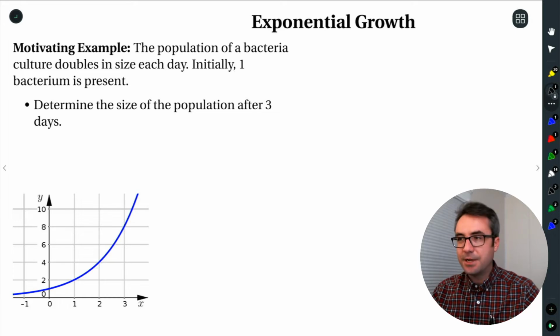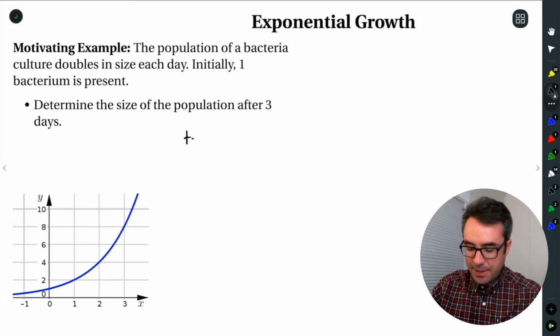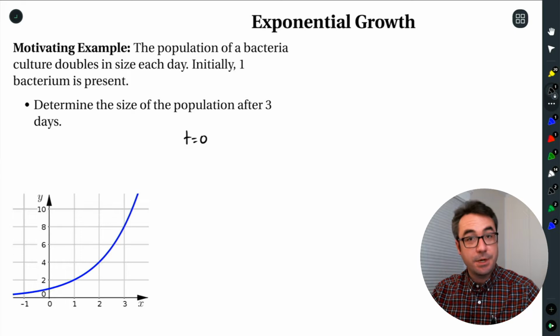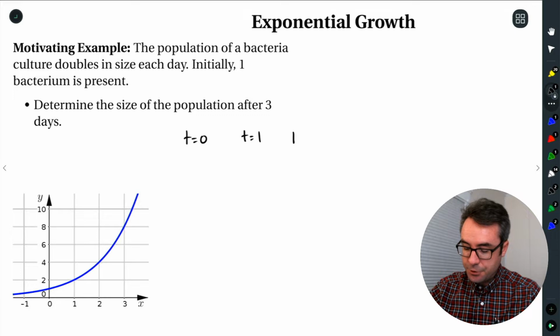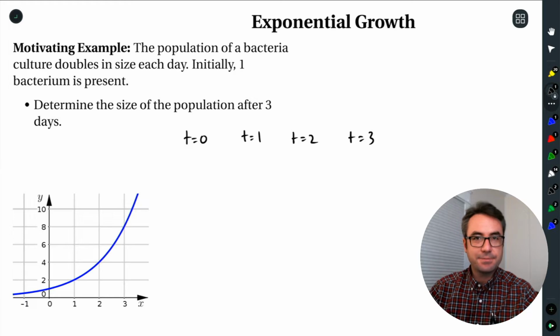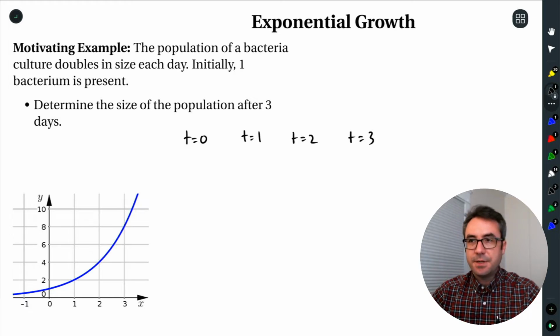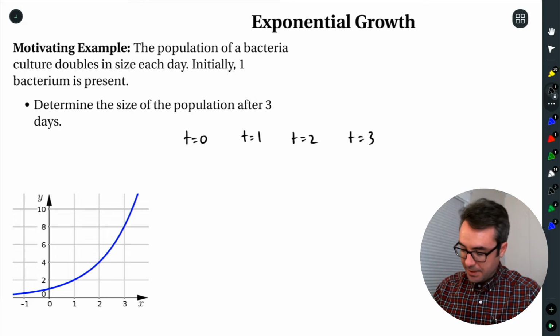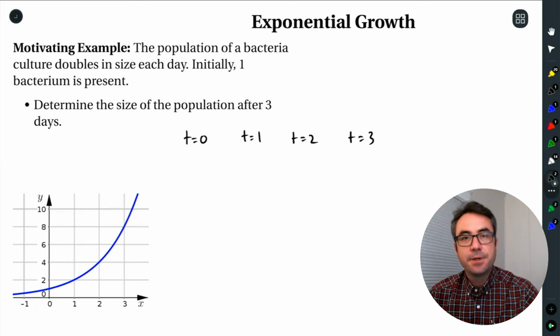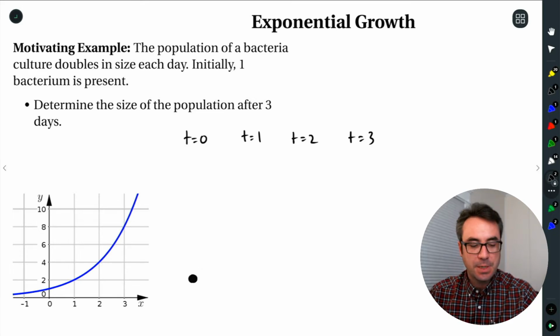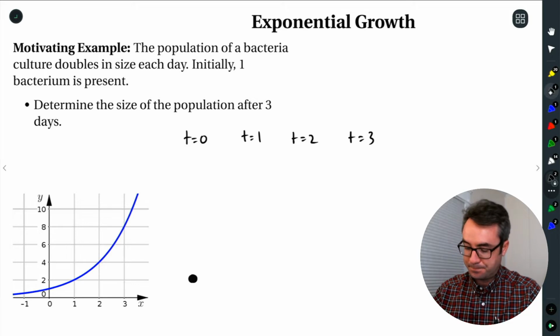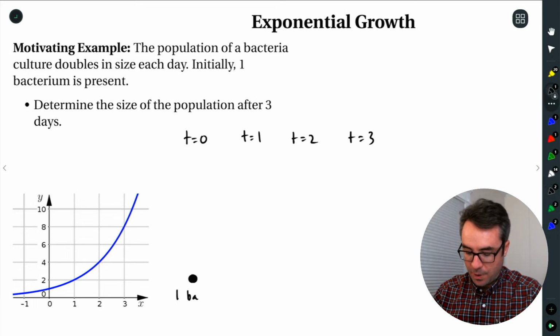All right, so let's draw a little picture here just to see what's going on. We're going to look at how many bacteria there are when we start, so T0. Then after 1 day, and then after 2 days, and then on our 3rd day. And we're just going to count them up. So let's suppose that on day 0, we have our 1 bacterium. There it is. So we have 1.